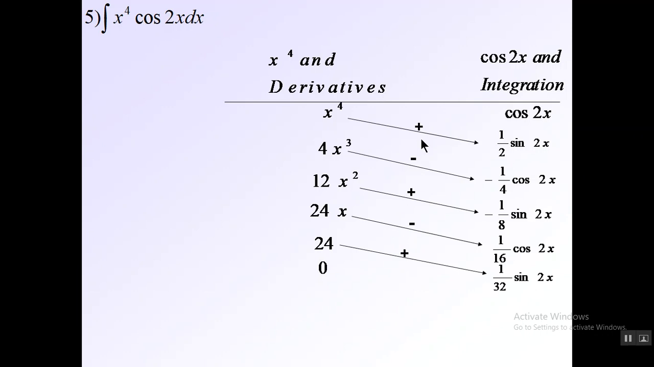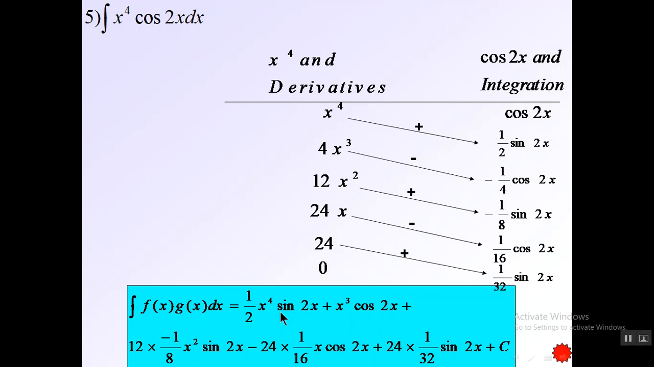So the integral equals this times this with plus, this one times this one minus, and then plus 12x squared times negative 1 over 8 sine 2x. Next is minus 24x times 1 over 16 cos 2x, and finally plus 24 multiplied by 1 over 32 sine 2x. So we get the answer for this integral. If you want to apply by parts, you need to apply by parts 4 times for this case, but if you use this formula you can get the answer quickly.